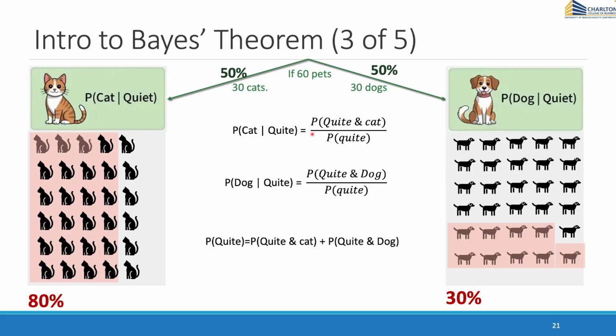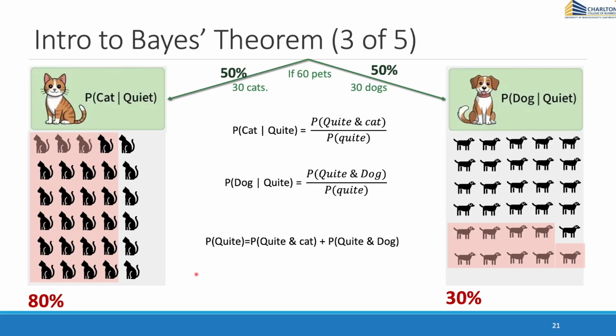Now we have the probability of quiet and cat, that's 80% of the population of the cats, and this is the 30% of the population of the dogs. We need to find the probability of being a quiet pet. Let's assume that we only have the cats and dogs. The probability of quiet can be calculated by incorporating whether it's a cat and quiet or dog and quiet. So we can say 24 plus 9 out of the whole population of 60 pets are quiet.